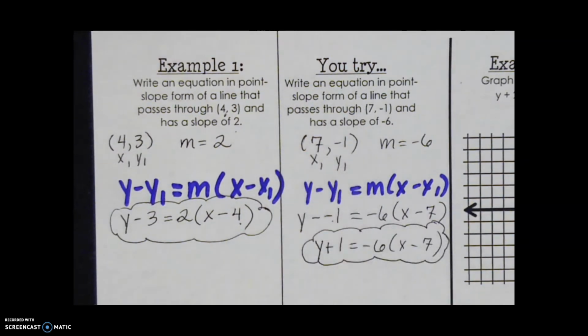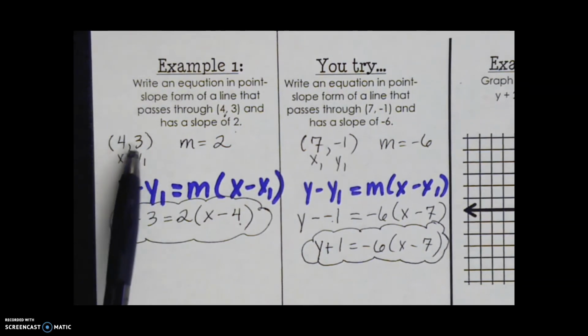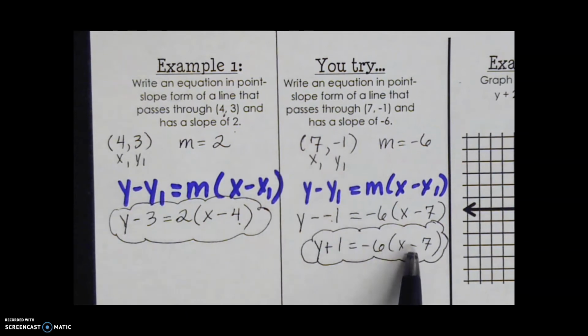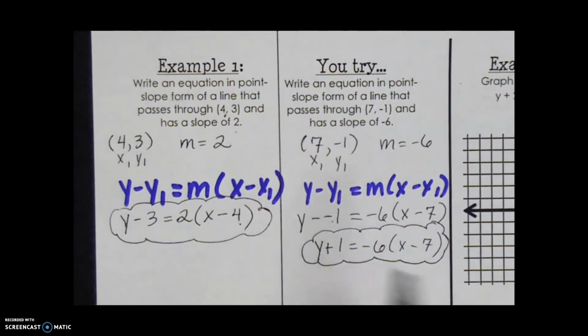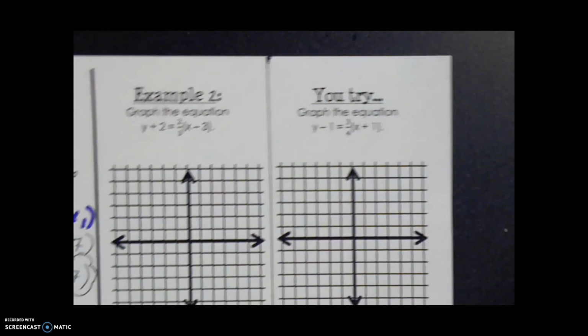So as you notice, the point values, like this (4, 3), the signs change from our equation. If they're positive over here, in our equation, it's a minus. If it's positive here, it's a minus. If it's negative here, it's a positive. So just keep that in mind. Okay, here's our next example.